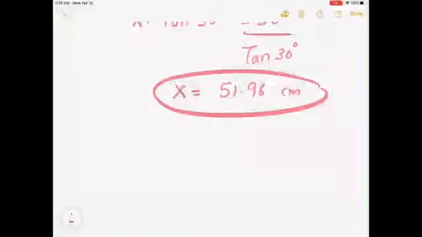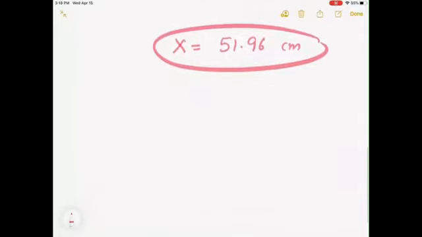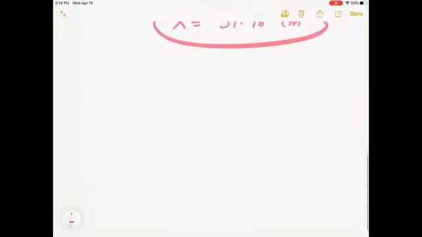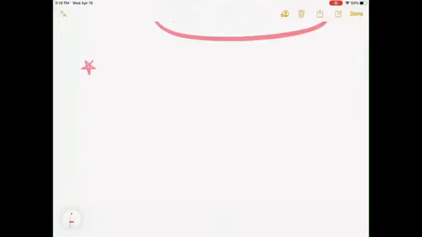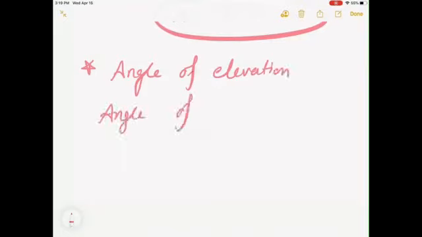So let's say I have a real life problem with solving. In order to understand these real life application problems, there's something else you need to understand. We have two different terms. There's one that's called angle of elevation, and another one called angle of depression. So what are those two terms, or what are those two angles?